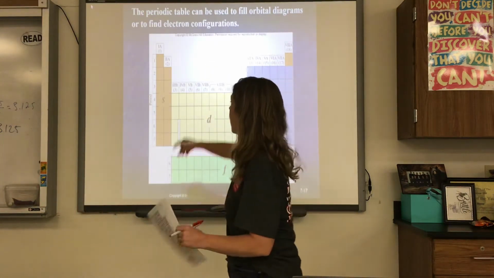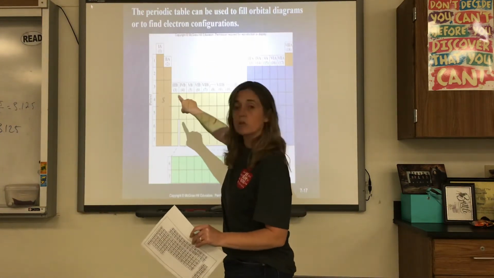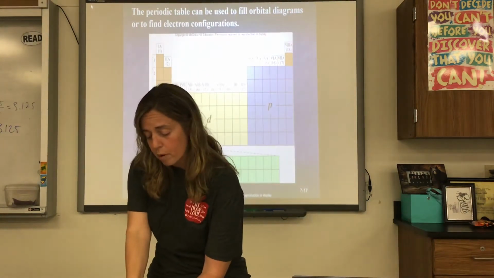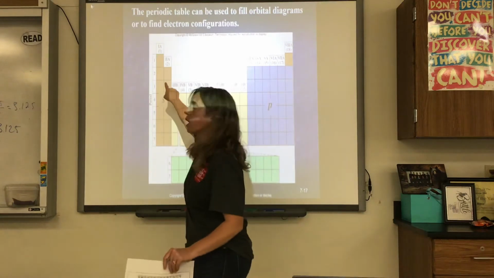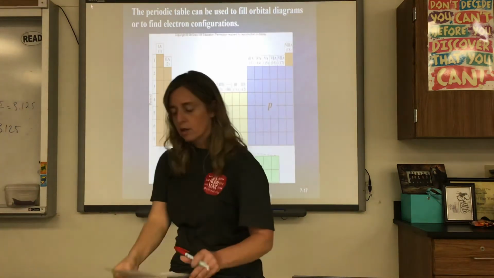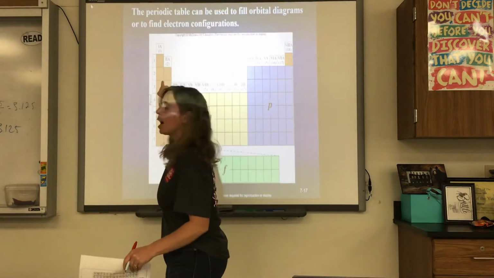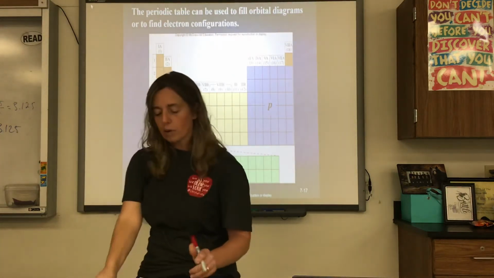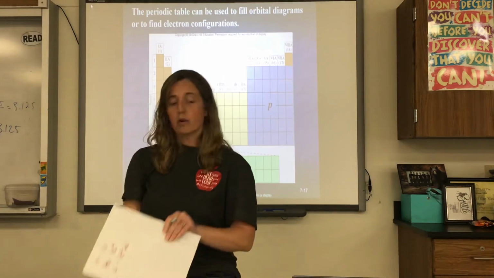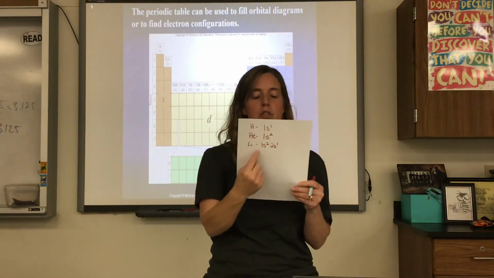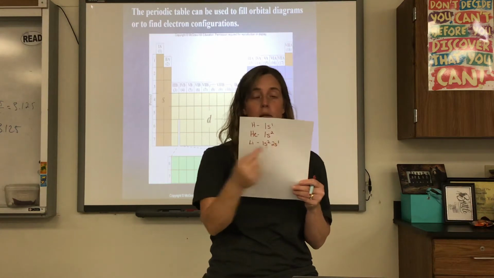And then I'm going to continue down to the next row, now we're in a new row. So I'm going to write my new row number, but we're still in the same color, so we're still in S. So I'm going to write S, but we are in the first column of S. So I'm going to write 1. So for lithium, my entire configuration is going to be 1s2, 2s1, okay?